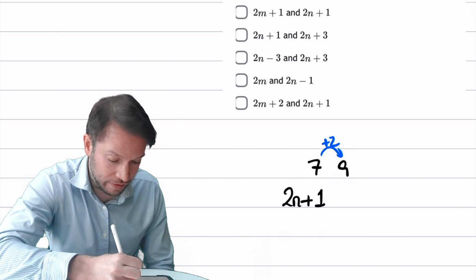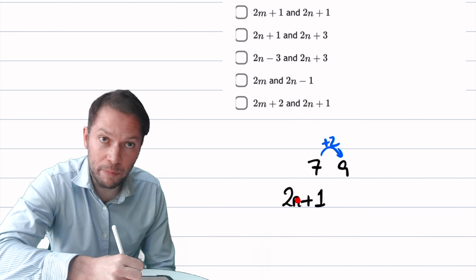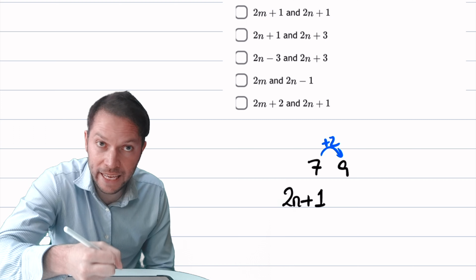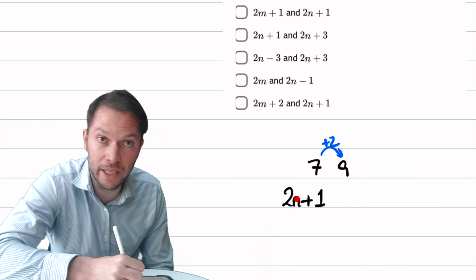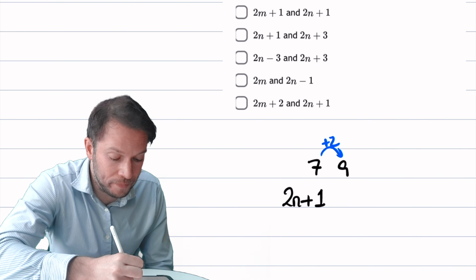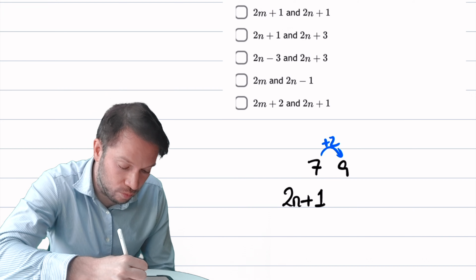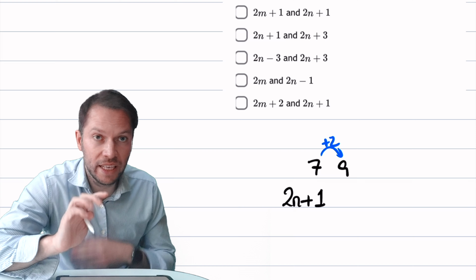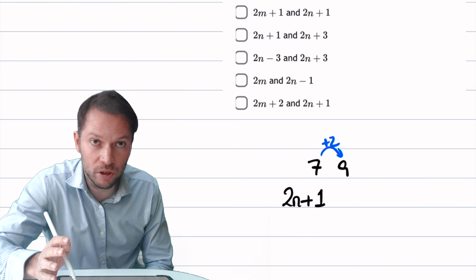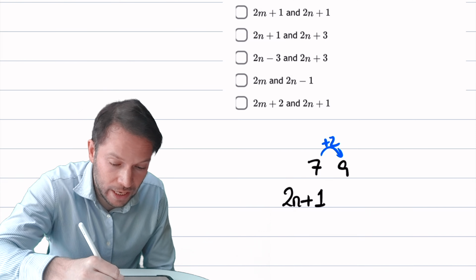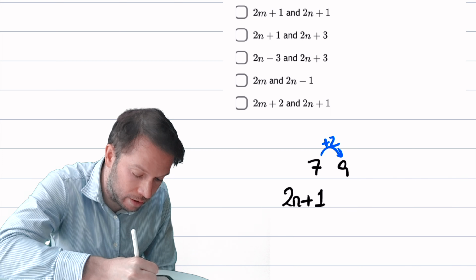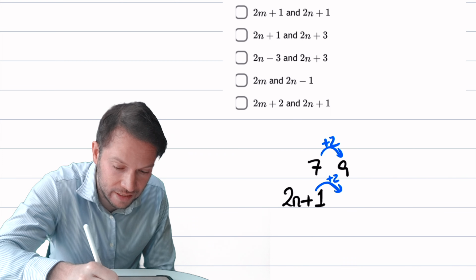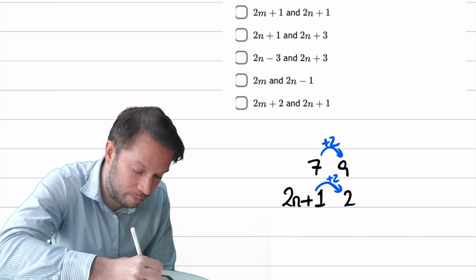And the reason is that 2 times any whole number represents an even number. We can get any even number as 2 times something. And then an odd number can be represented as 1 more than any possible even number, right? So we can represent it in general, any possible odd number as 2n plus 1. Now, if we wanted to get the next odd number, we'd add 2 to it to get 2n plus 3.